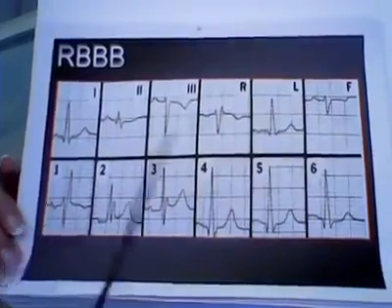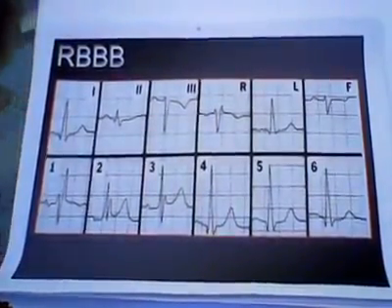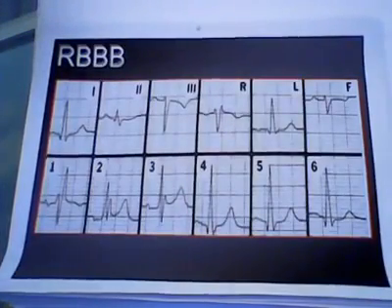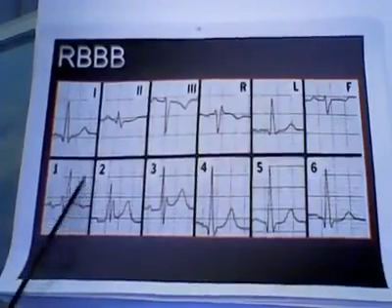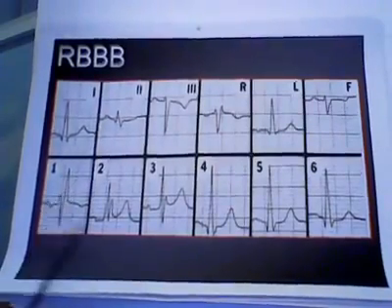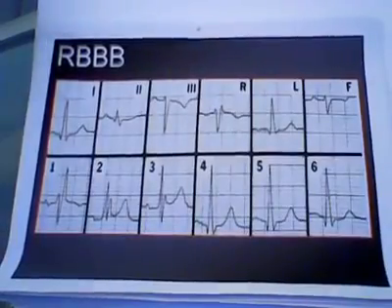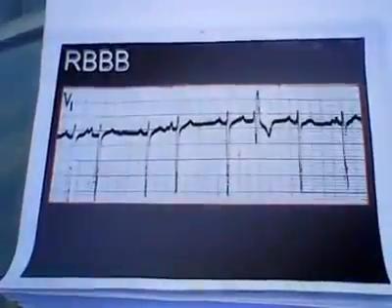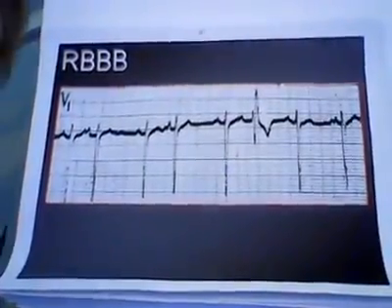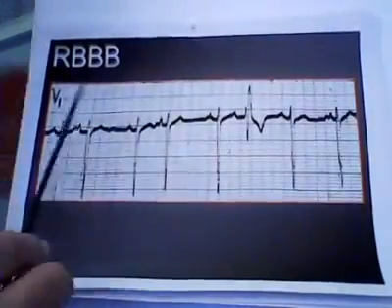Right bundle branch block. And when people have an aberrantly conducted beat, and the beat is aberrantly conducted because the right bundle is tired, it'll take on this configuration, which isn't a big to-do. Because when an aberrantly conducted beat, you still have a pulse. So not a big deal. Let me show you more. When someone has an aberrantly conducted beat, it can be aberrantly conducted because the right bundle is tired.